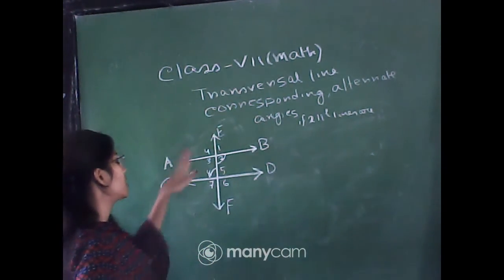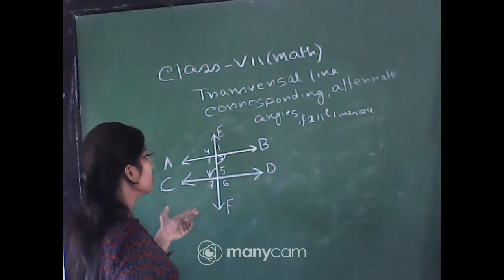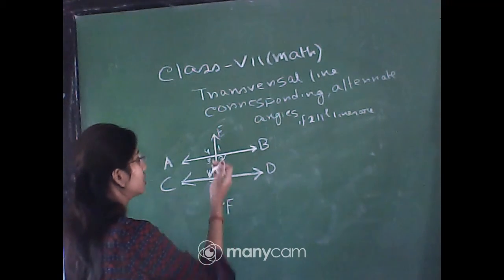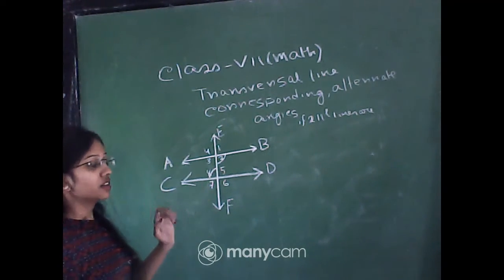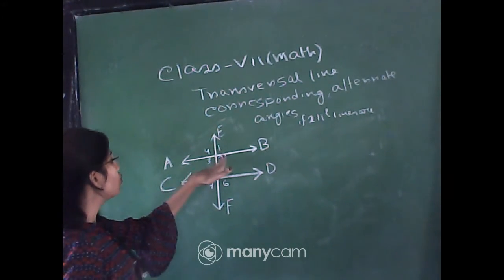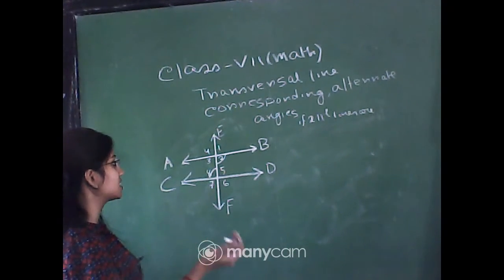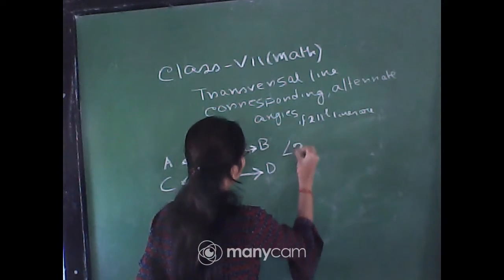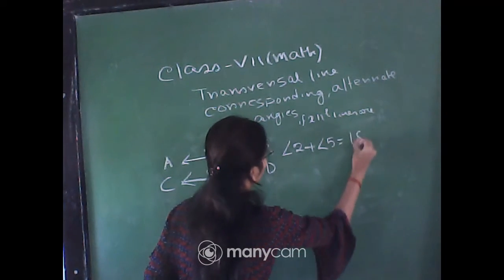If two parallel lines are cut by a transversal line, then the sum of the interior angles which are on the same side of the transversal line is 180 degrees. Here angle 2 and angle 5 are interior angles and they are on the right side of the transversal line. So, angle 2 plus angle 5 is equal to 180 degrees.